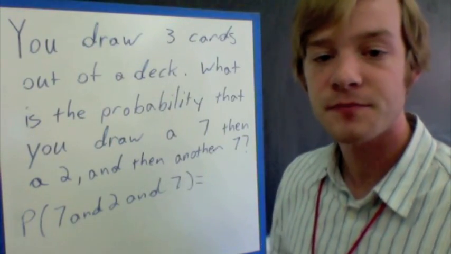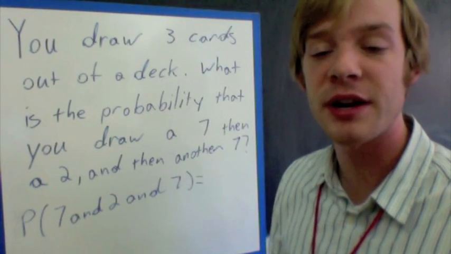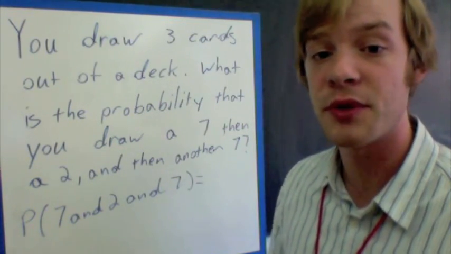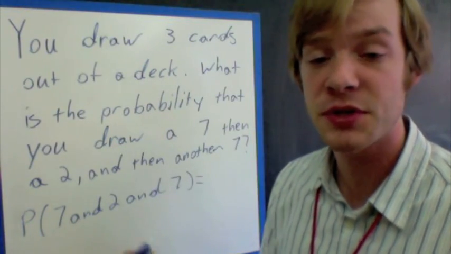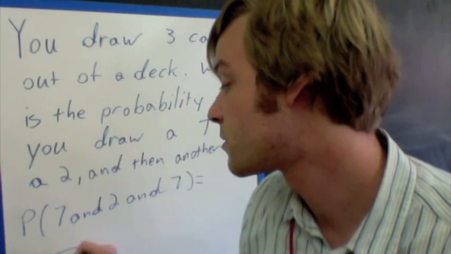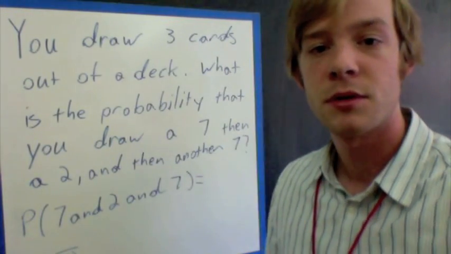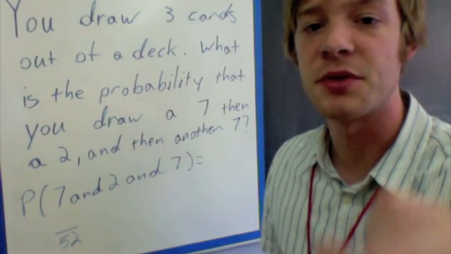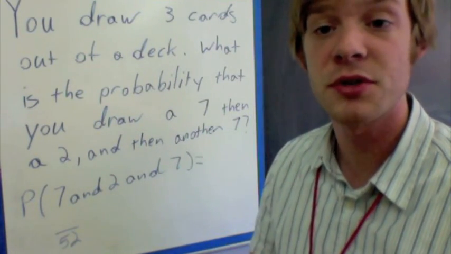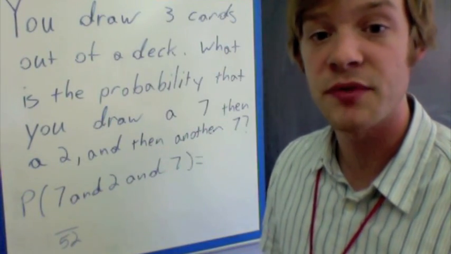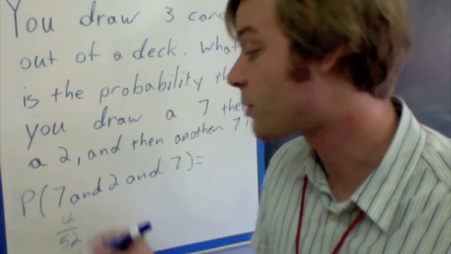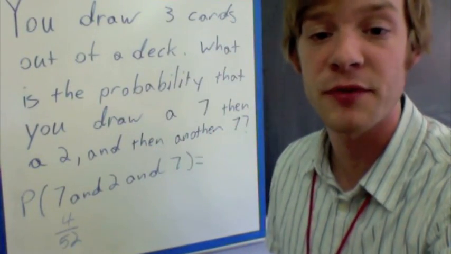Well, first off, before we've drawn anything out, we know a regular deck of cards has 52 cards total. So we know that our probability of our first thing is going to be something over 52. Well, there are 4 7s. In fact, there are 4 of each of the cards in the deck to start with. So we've got 4 7s total out of 52. So the probability of drawing our first 7 here is 4 out of 52.